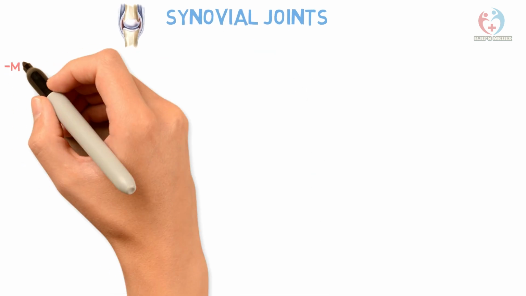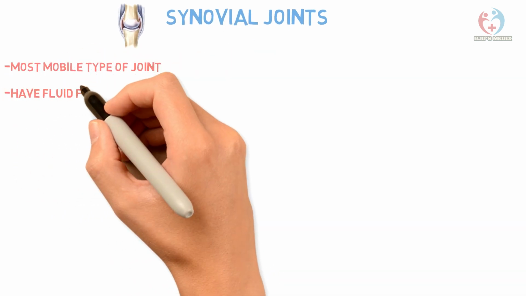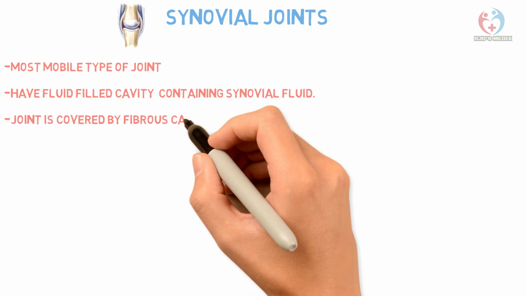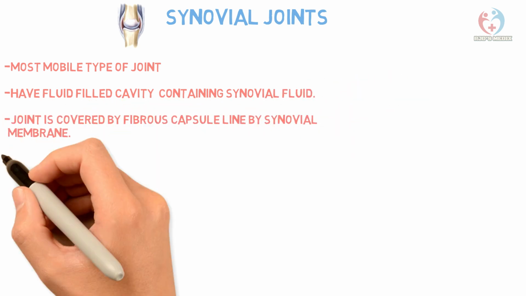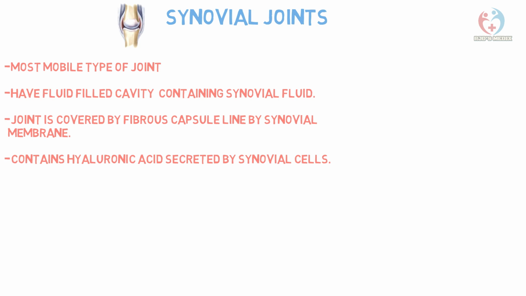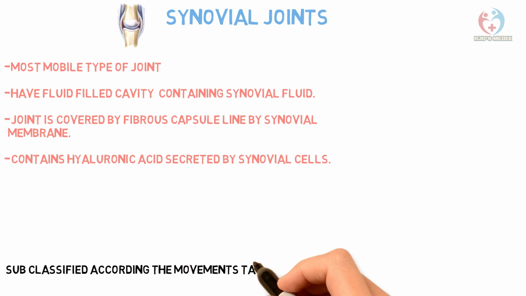Synovial joint is the most evolved type of joint and it has multiple axis rotation. It means it has the possibility of all the rotations in this joint. It is the most mobile type of joint, and has a fluid-filled cavity containing synovial fluid. The synovial fluid provides smooth rotation and smooth movement across the joint. Again, the synovial joints are subclassified according to the movement taking place in their axis.